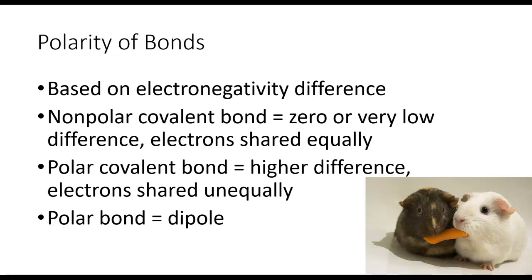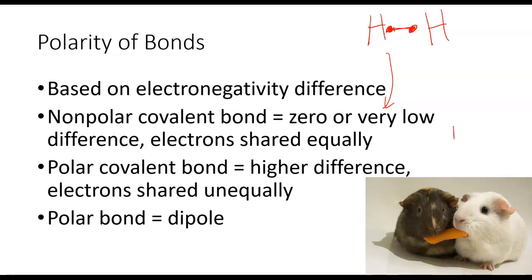So polarity is based on electronegativity difference. If we have two atoms that have a high electronegativity difference, they are going to share electrons unequally. If there's zero or very low difference, the electrons are going to be shared pretty equally between two atoms. An example of that would be if we have hydrogen bonding with hydrogen. It's got the same electronegativity, it's the same atom, so there's no overall direction that the electrons are being pulled. So this is a nonpolar covalent bond. There's equal sharing. In a polar covalent bond, there's a higher difference, and the electrons are shared unequally.